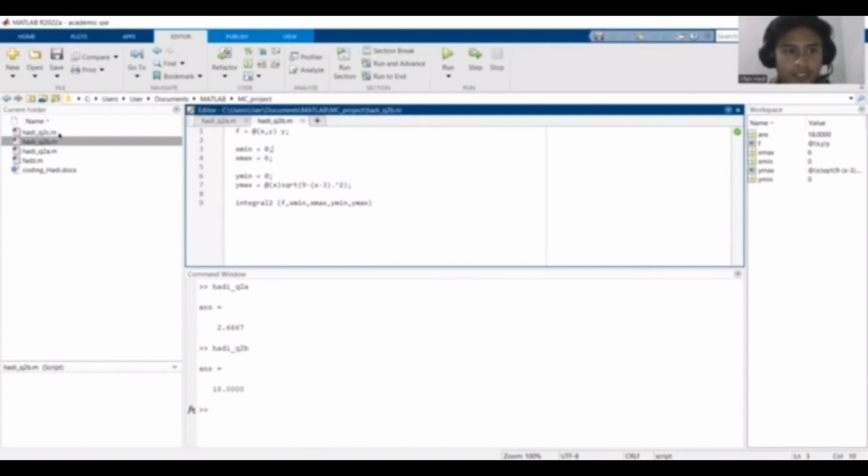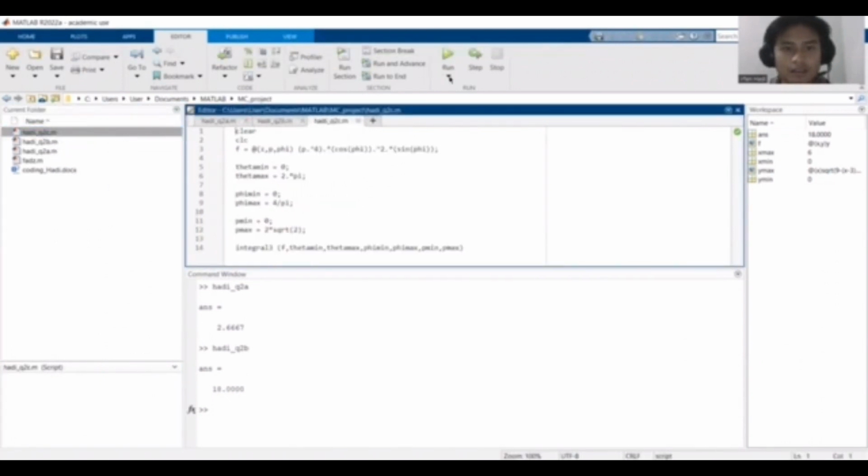And for C, this is the integration for spherical, which you need to key in the theta, phi, and rho. So I run, and I get the answer 2.6086. This question C also has the same value as I got.